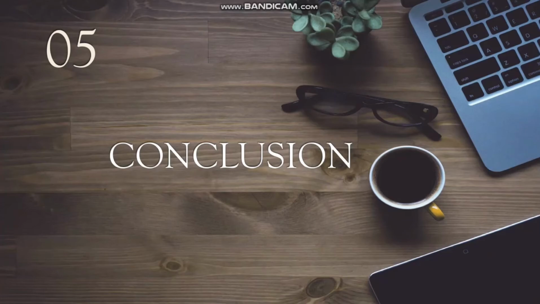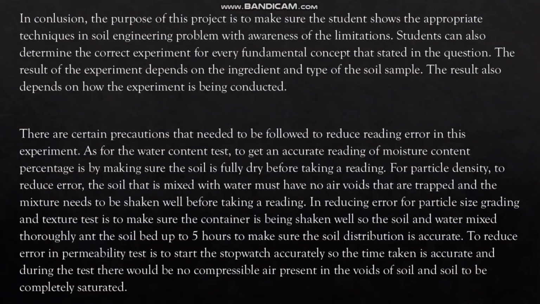Conclusion. The purpose of this project is to make sure the student shows the appropriate techniques in soil engineering problems with awareness of their limitations. Students can also determine the correct experiment for every fundamental concept stated in the question. The result of the experiment depends on the ingredients and type of the soil sample. The result also depends on how the experiment is conducted. Below are the precautions for handling the experiments.